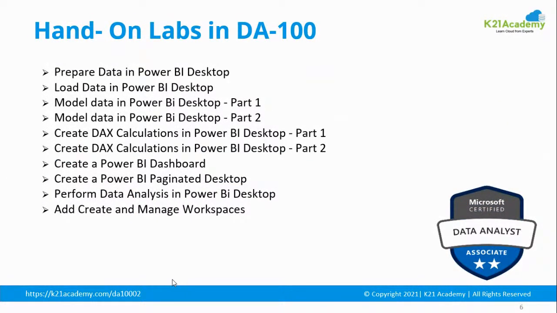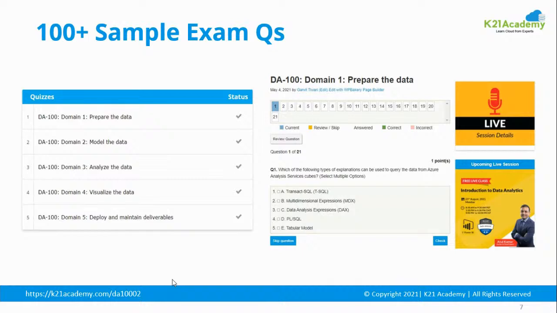So there are a total of 12 hands-on labs. We do anything from as basic as preparing data in Power BI Desktop to creating and managing entire workspaces, which is actually a very professional skill that today I personally use on Power BI, working on Power BI for my job as well. So this is very important. This is what you actually do in the industry while you're working.